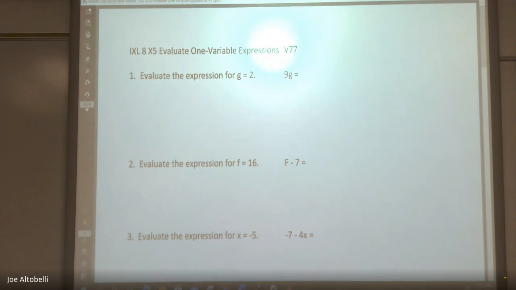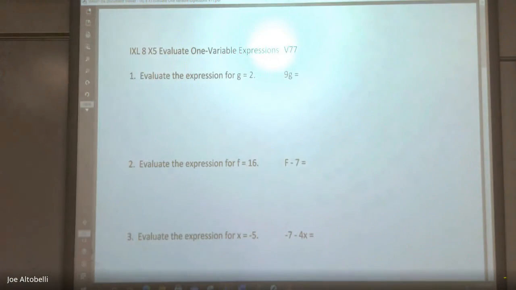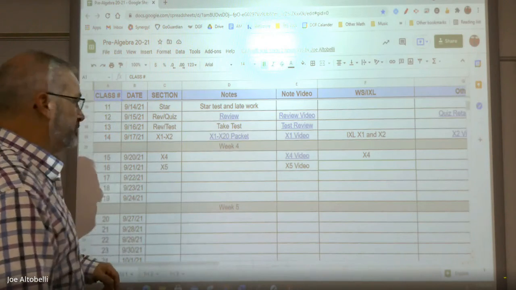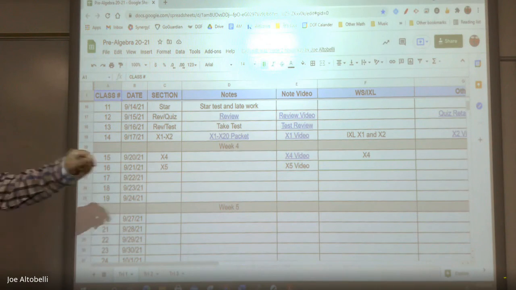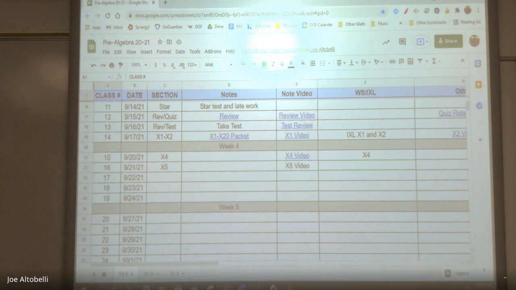All right, so we are on X5. So what we're going to do, just so you have a big picture of what's going to happen, is we are going to do X5, and then I'm going to give you 10 minutes to work, and then we're going to get started on X6 as well, because just doing X5 by itself isn't enough.